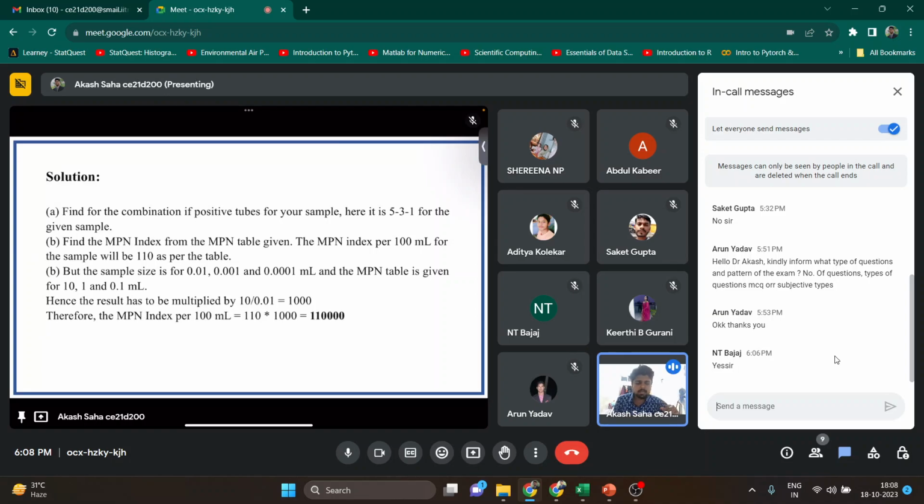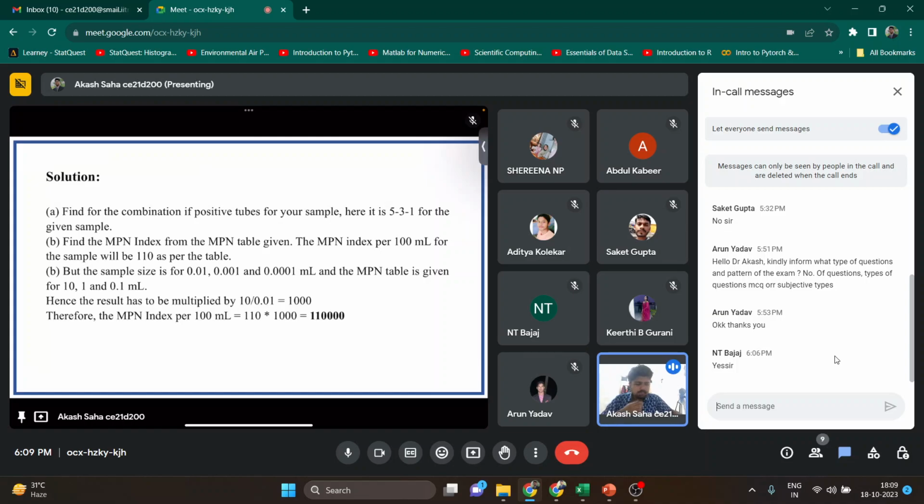Suppose I did the experiment for 100, 10 and 1 ml. Then my NPN index has to be divided by 10. Are you able to understand? Others, are you clear with this concept? Okay. So this is the overall picture of NPN index. We will see the positive tubes, what is the combination for those tubes, and then we will find out the NPN index. We will see the NPN index and find the NPN value, and then we will multiply or divide with the necessary dilution factor. We will get the result like that.